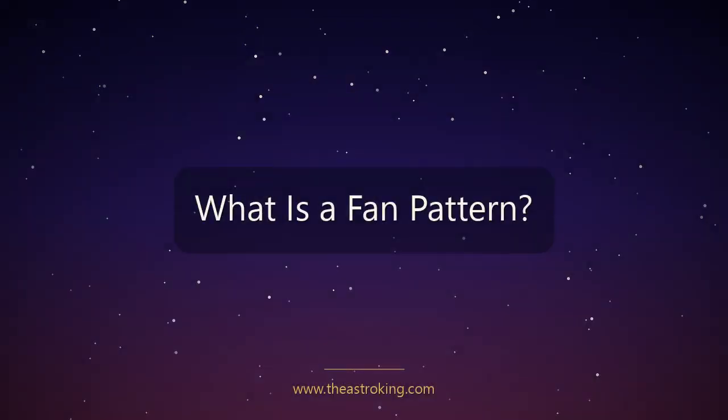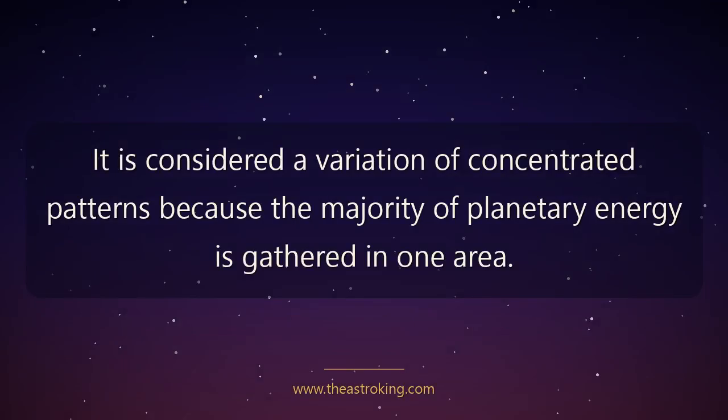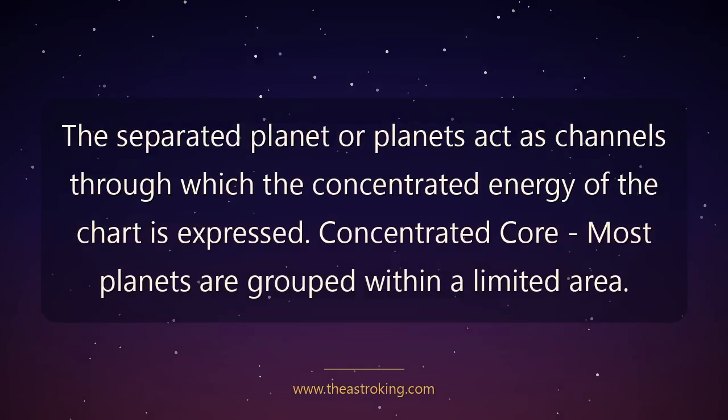What is a fan pattern? A fan pattern is a chart-shaped configuration where most planets are grouped together while one or more planets extend away from the main cluster, creating an outlet similar to the handle of a fan. It is considered a variation of concentrated patterns because the majority of planetary energy is gathered in one area. The separated planet or planets act as channels through which the concentrated energy of the chart is expressed.